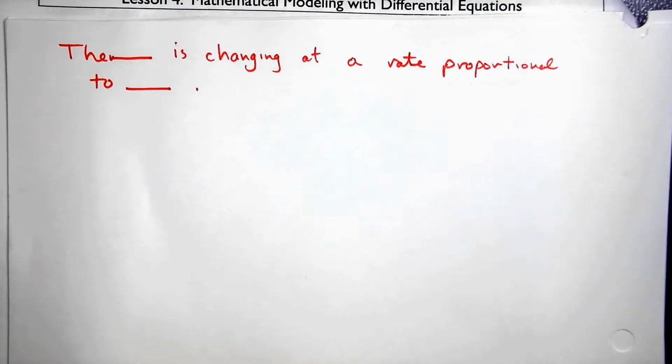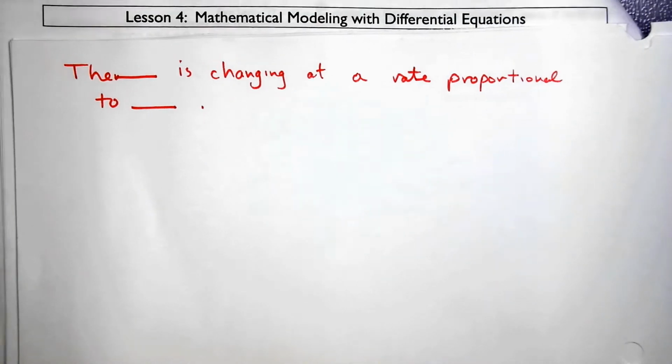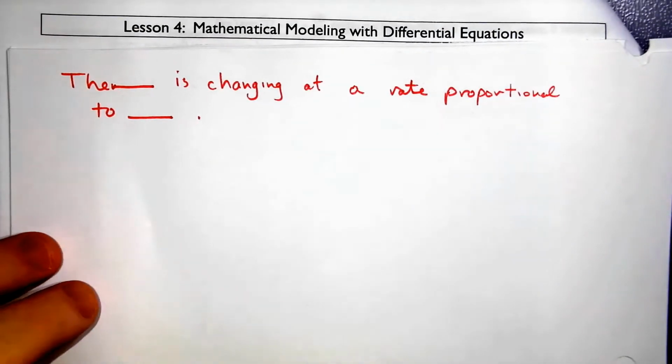Often in AP Calculus AB, we get problems that say the blank is changing at a rate proportional to itself in some form. And so I'm going to give you a shortcut for being able to solve these type of problems in general when they come up in the mathematical modeling sections.